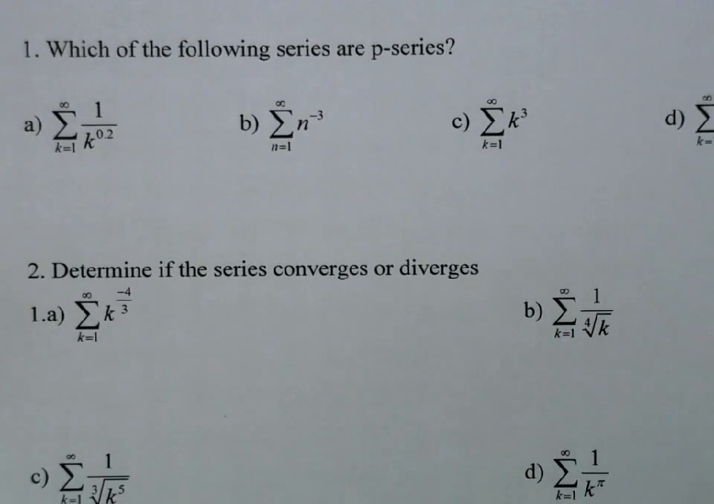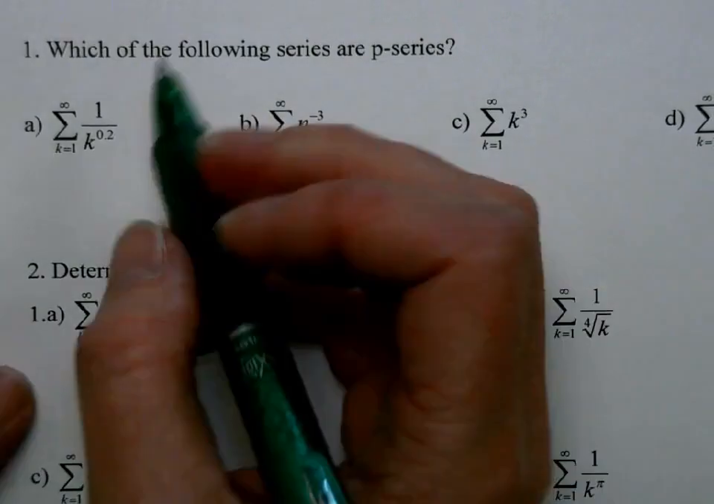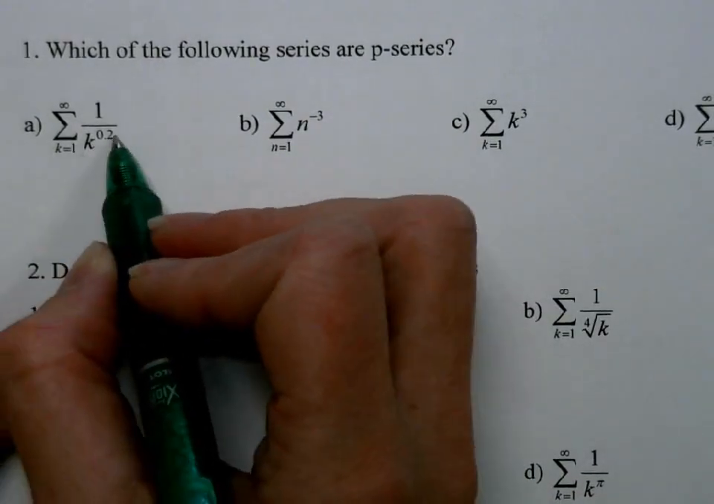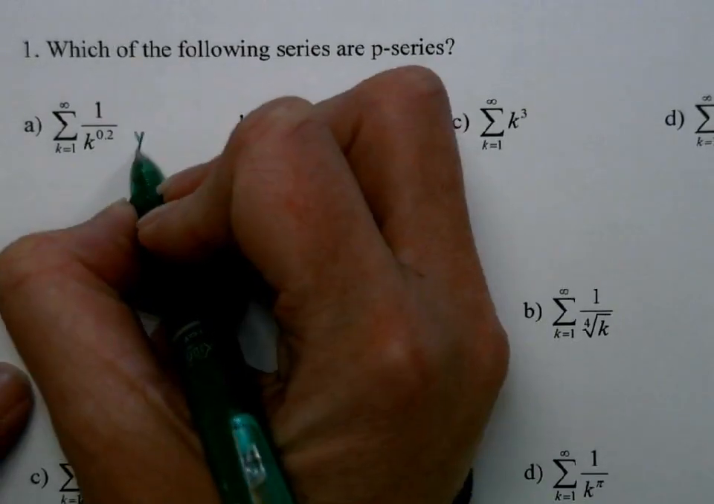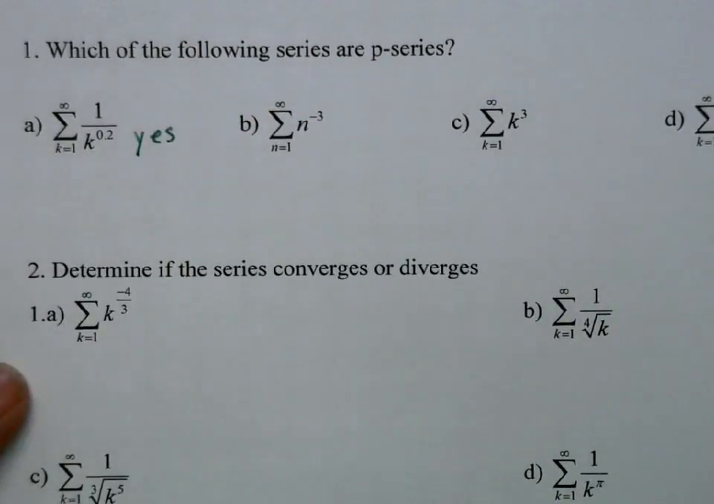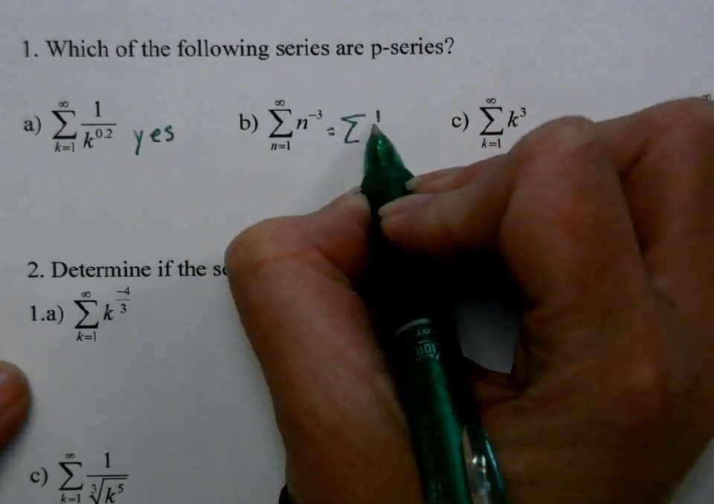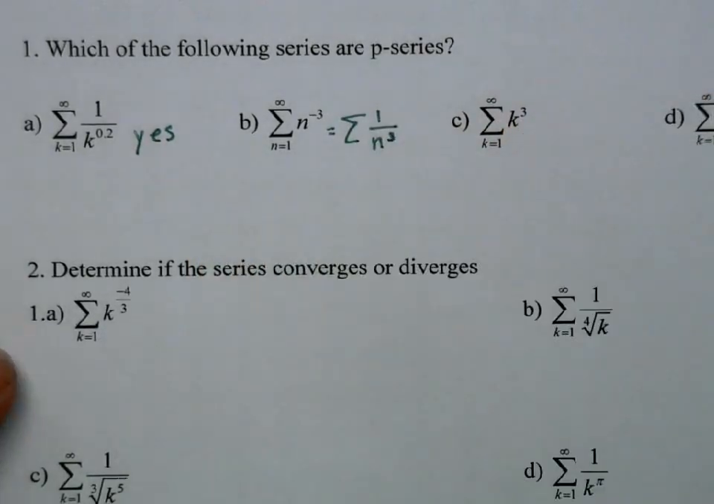So this first example we're looking at, is it a p-series? So we've got 1 over k to the 0.1. So our base is our variable to some power, yes. Okay, n to the negative 3. I'm going to go ahead and rewrite that as 1 over n cubed, because we're really looking for that structure, which is yes.